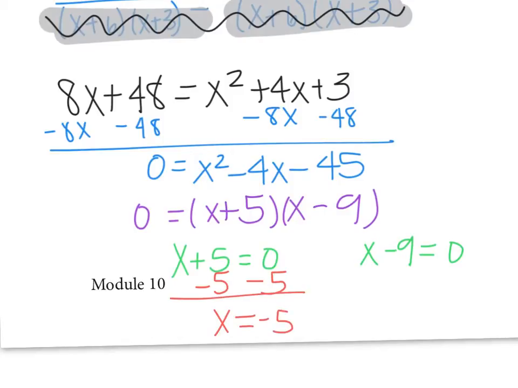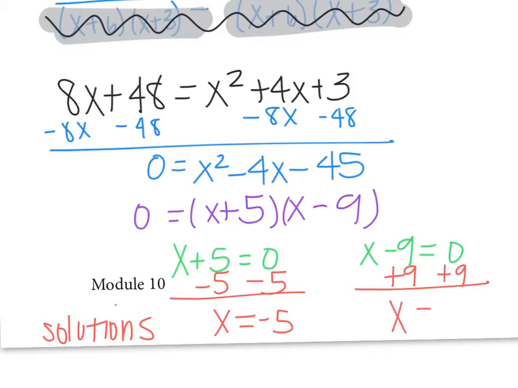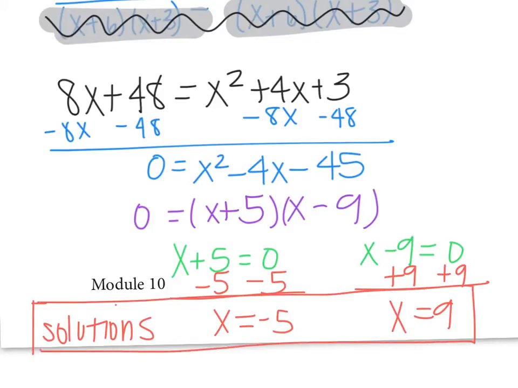That's my first solution. So right now I'm finding my solutions because I'm worried about the numerators being equal. And then for my second solution, I'm going to add 9 to both sides, and I get that x equals 9. So these are my two solutions that I have come up with so far, negative 5 and positive 9.